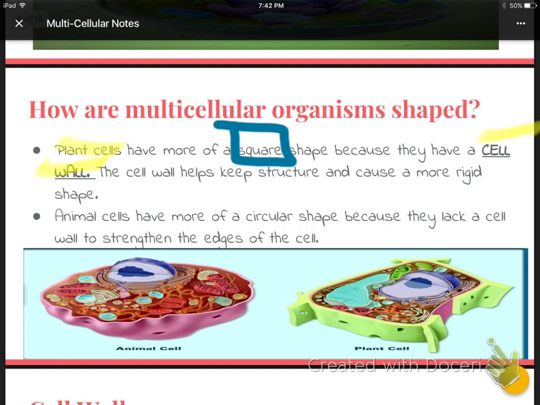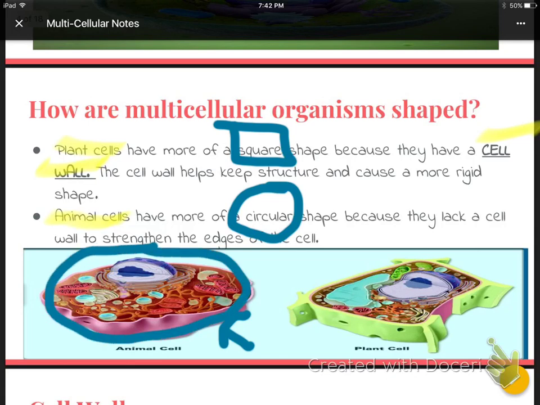Now, an animal cell does not have a cell wall, okay? And because it does not have the cell wall, it doesn't have those rigid edges, and instead it comes across as a circular shape. And it doesn't have the strength that the cell wall gives, so it is definitely more of a circle with rounded edges. So if you look at the picture here, the animal cell definitely looks more circular. And then your plant cell, you see these rigid edges to it. Okay, so it looks more like a square because it has the cell wall.